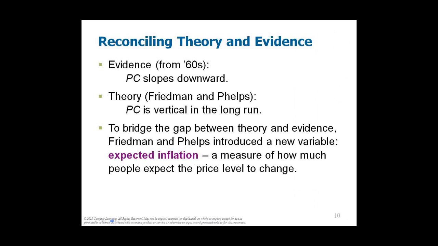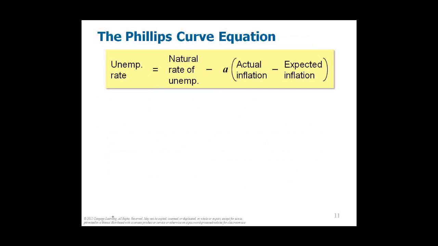Looking at historical data, data from the 60s shows that the Phillips curve does slope downward. In theory, according to Friedman and Phelps, the Phillips curve is vertical in the long run. And so in order to bridge this gap, they come up with this concept of the expected inflation. We've talked about expectations before, but the expected inflation is a measure of how much people expect. What do they think the price level will become? Our unemployment rate is equal to the natural rate of unemployment minus A times the actual inflation minus expected inflation.